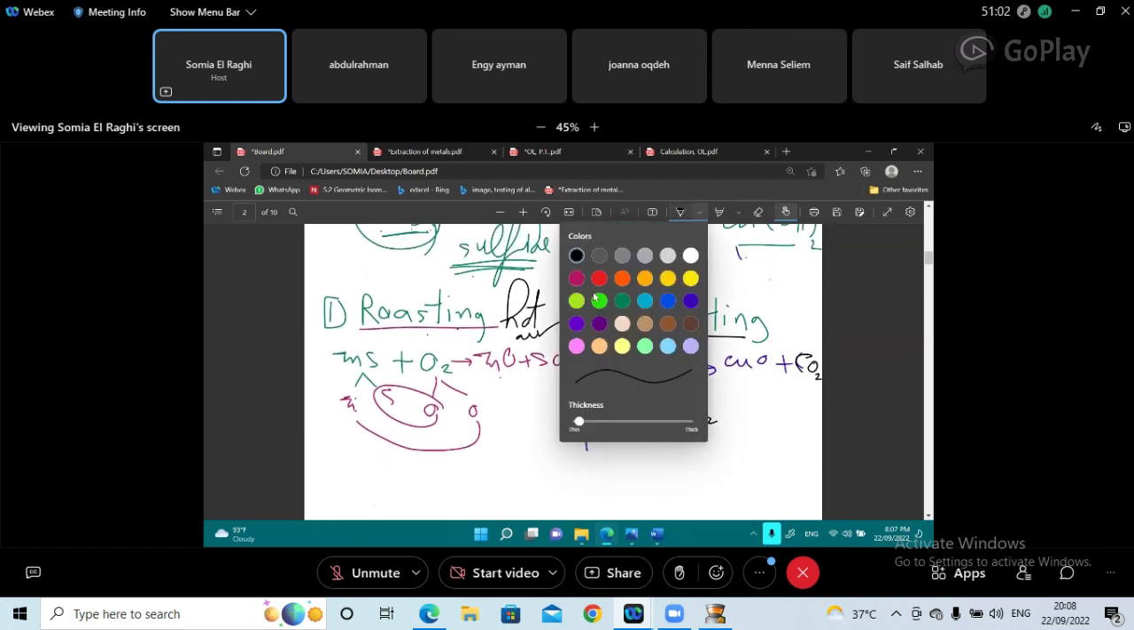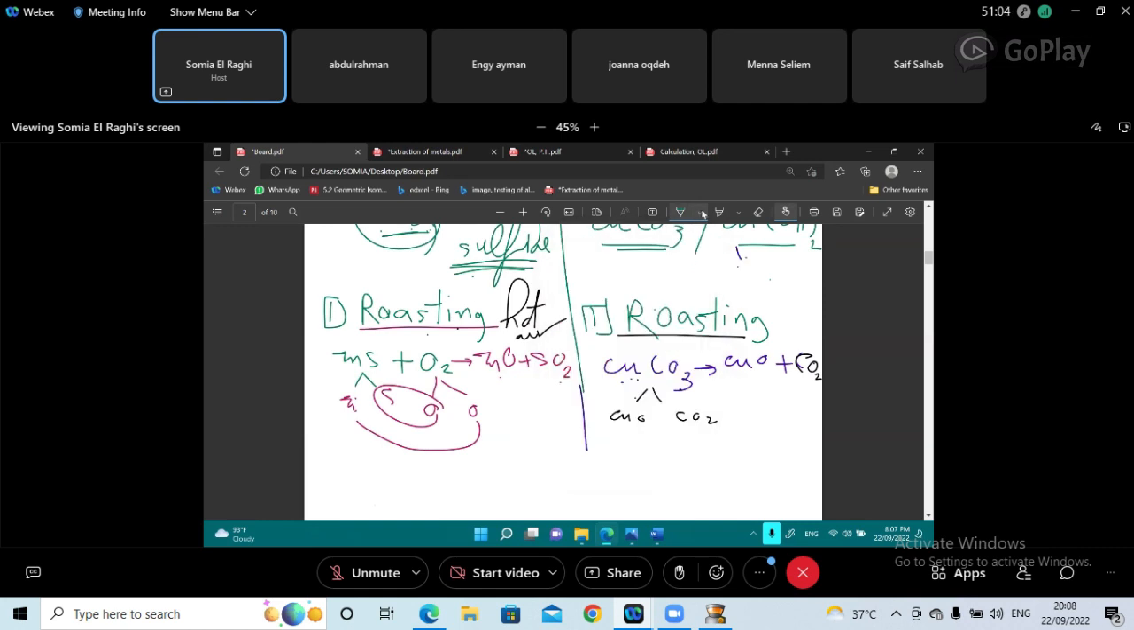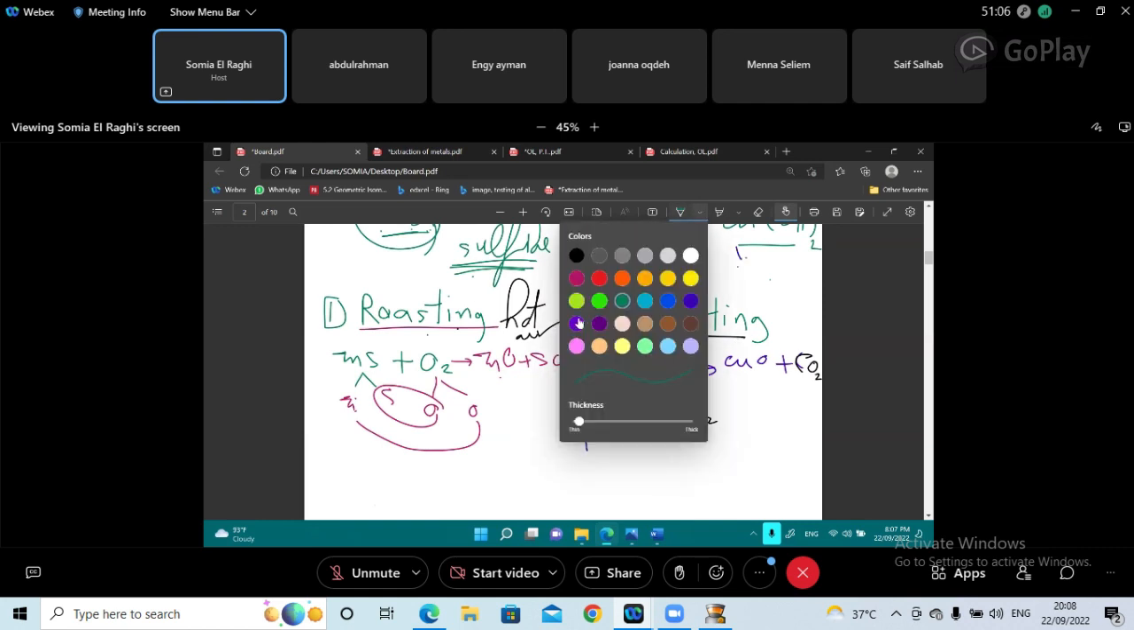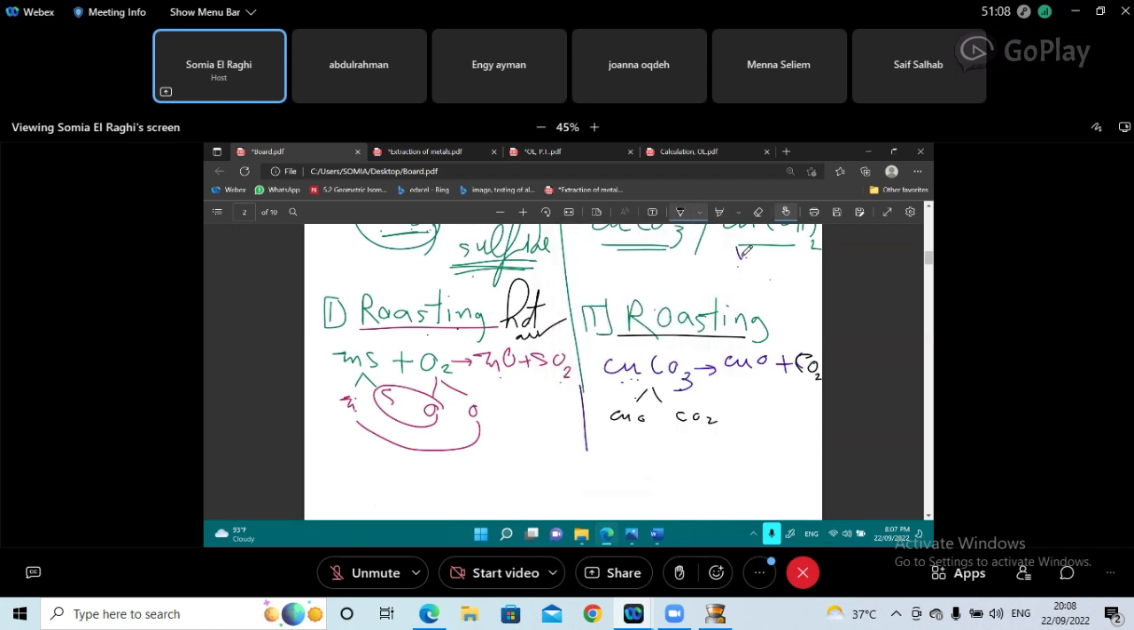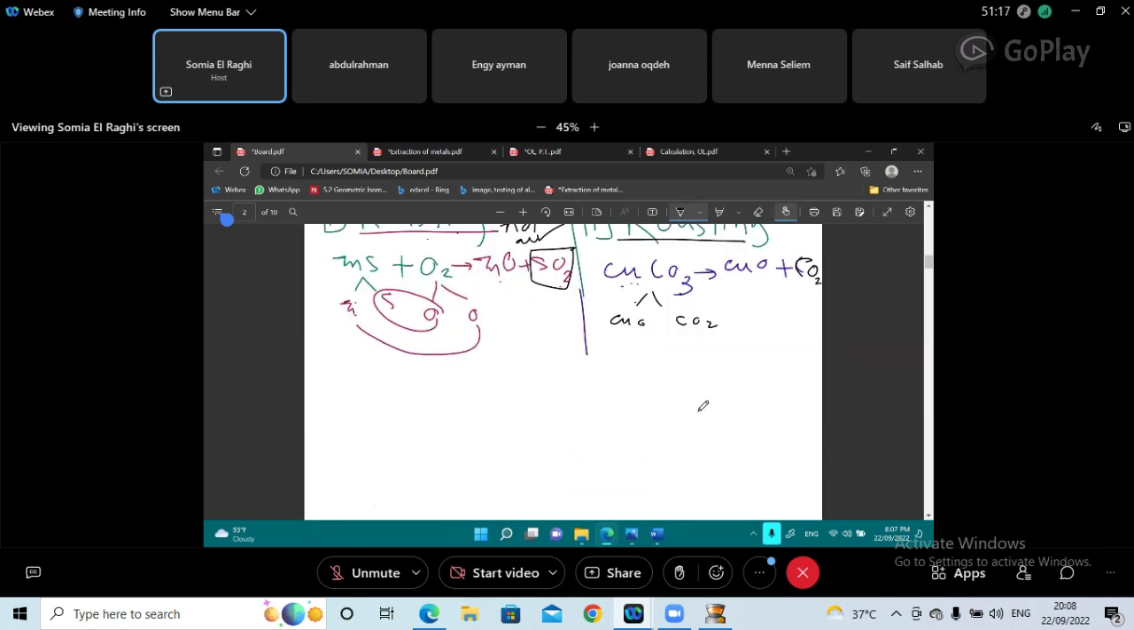Then we continue. The uses of sulfur dioxide. This is a waste product, but it has important use in our life. It is what? When you eat preserved food, canned food, okay? How to keep this food for one year?